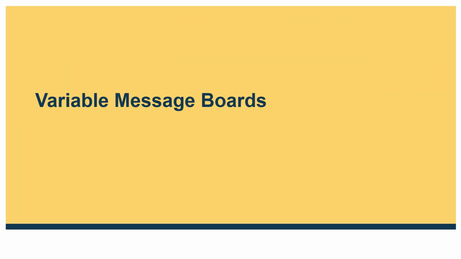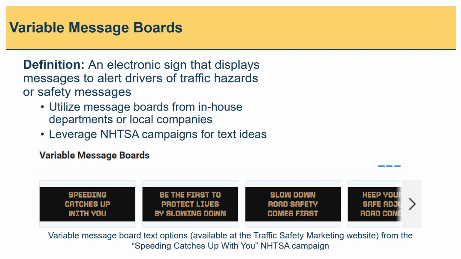We've mentioned variable message boards several times so far in this training. In this next section, we'll delve deeper into successfully utilizing this tool. Variable message boards are used to display a message to alert drivers of traffic hazards or other important information or safety campaigns. Since some models of these message boards are portable, they can be relocated often to meet the needs of the community or placed where a safety message is necessary.